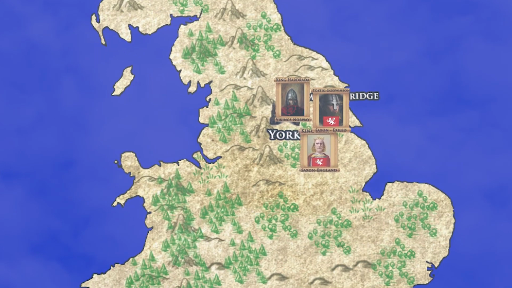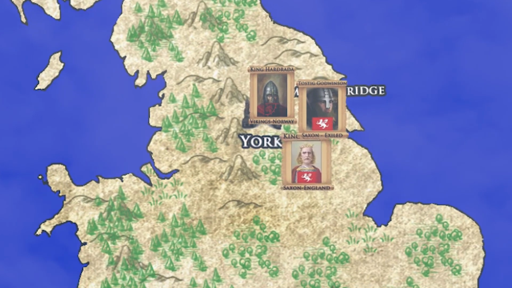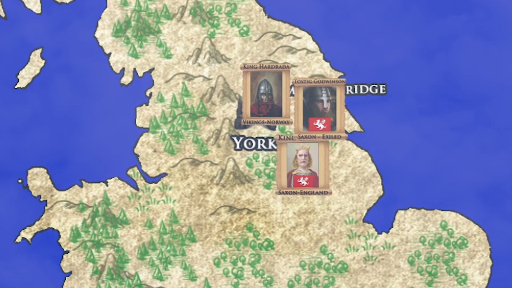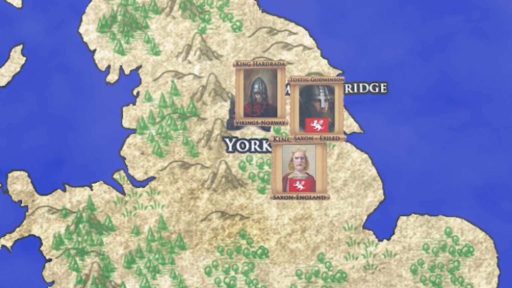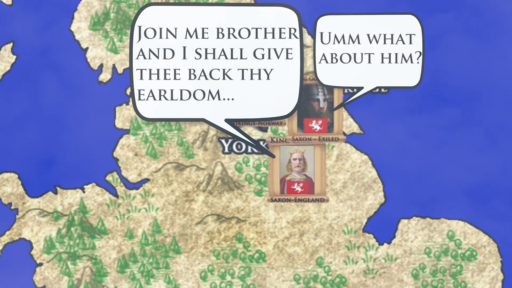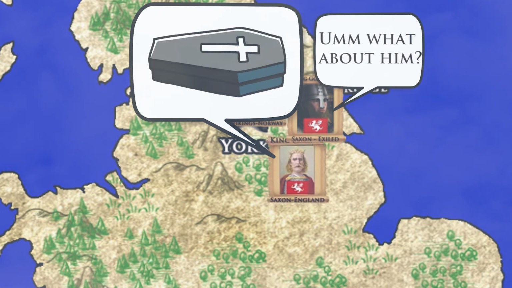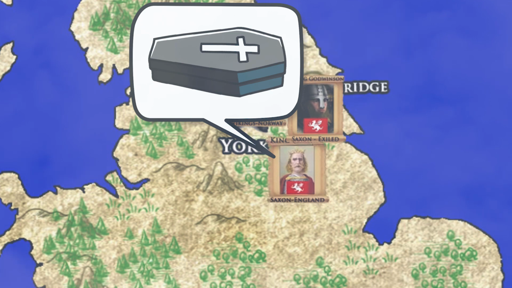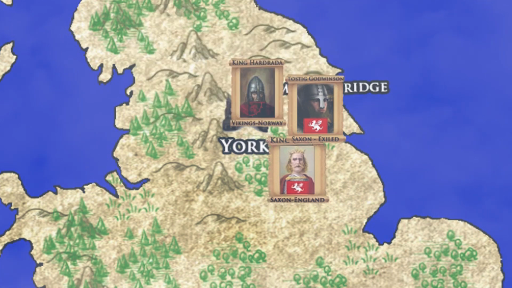It is rumored that before the battle, Harold offered his brother the return of his earldom if he would but turn on Hardrada. When Tostig asked him what Harold would give Hardrada in return, Harold replied, "Seven feet of English ground, as he is taller than other men."